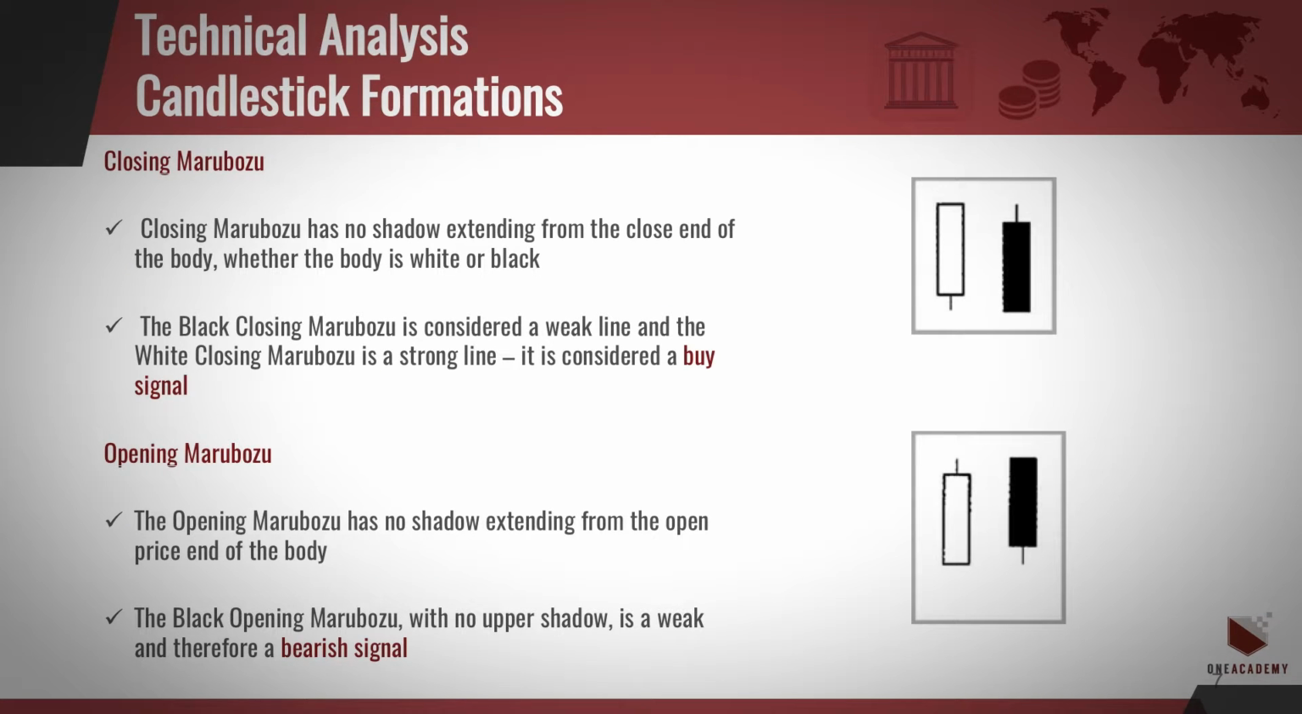Closing Marubozu. Closing Marubozu has no shadow extending from the close end of the body, whether the body is white or black. The black closing Marubozu is considered a weak line, and the white closing Marubozu is a strong line. It is considered a buy signal. Opening Marubozu. The opening Marubozu has no shadow extending from the open price end of the body. The black opening Marubozu, with no upper shadow, is a weak and therefore bearish signal.